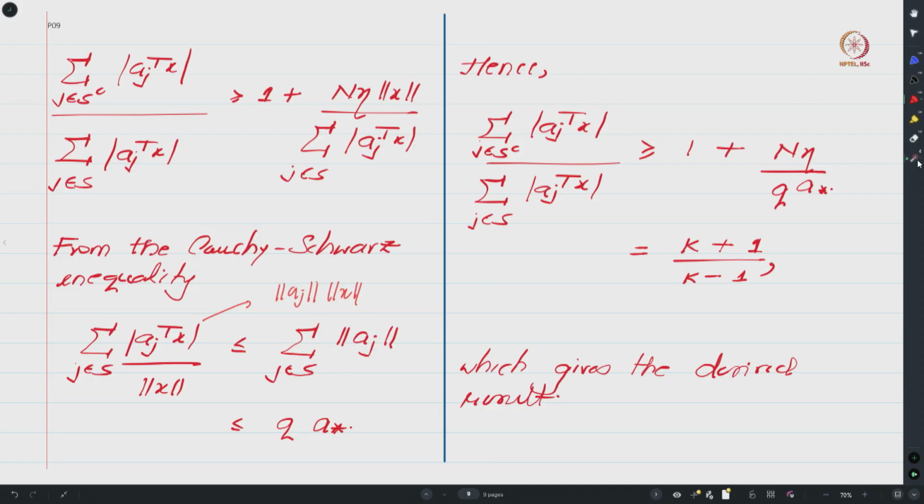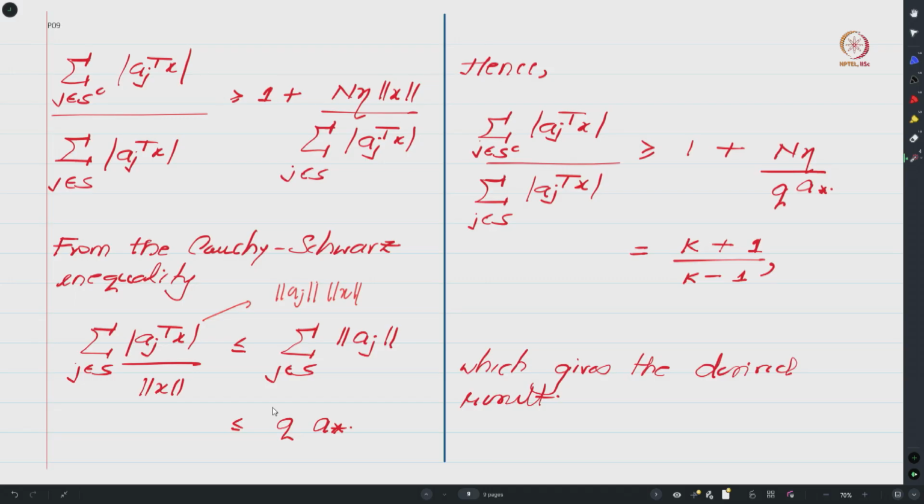So this x and this x will cancel off, and hence I will be left with sum of norm aj, and since we have presumed that A star is the largest norm, and since cardinality of S is q, one can see that this sum is upper bounded by q times A star, right. So this expression is upper bounded by q times A star irrespective of the value of x, and in particular we have presumed that x does not have norm 0.